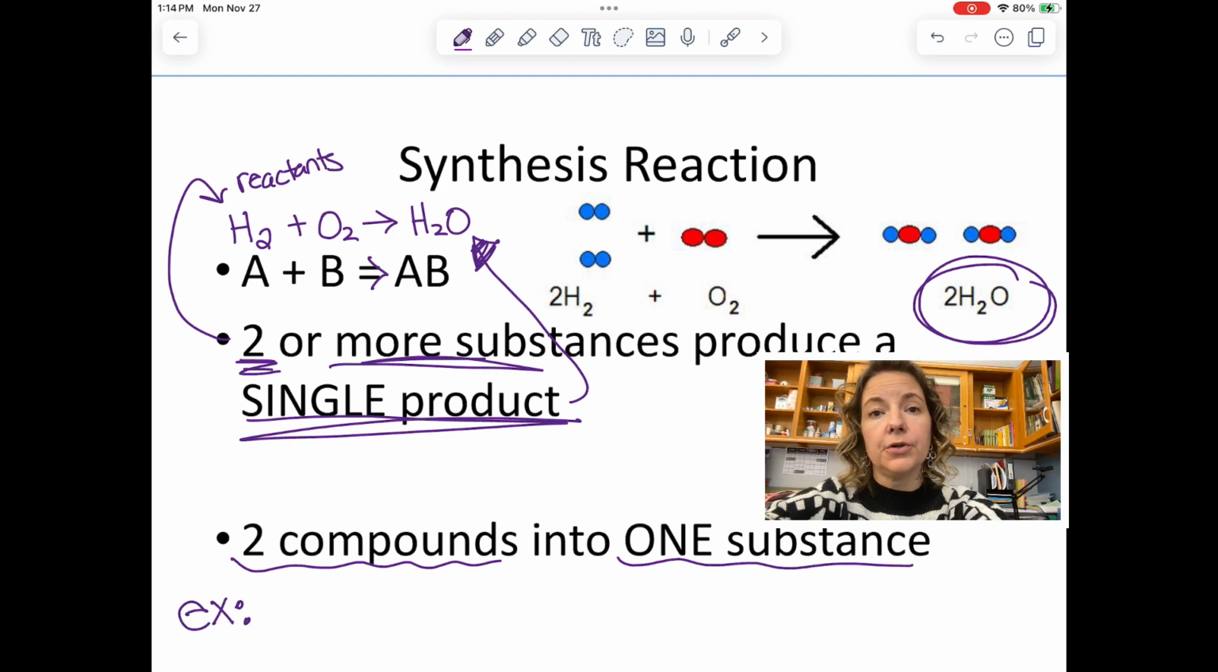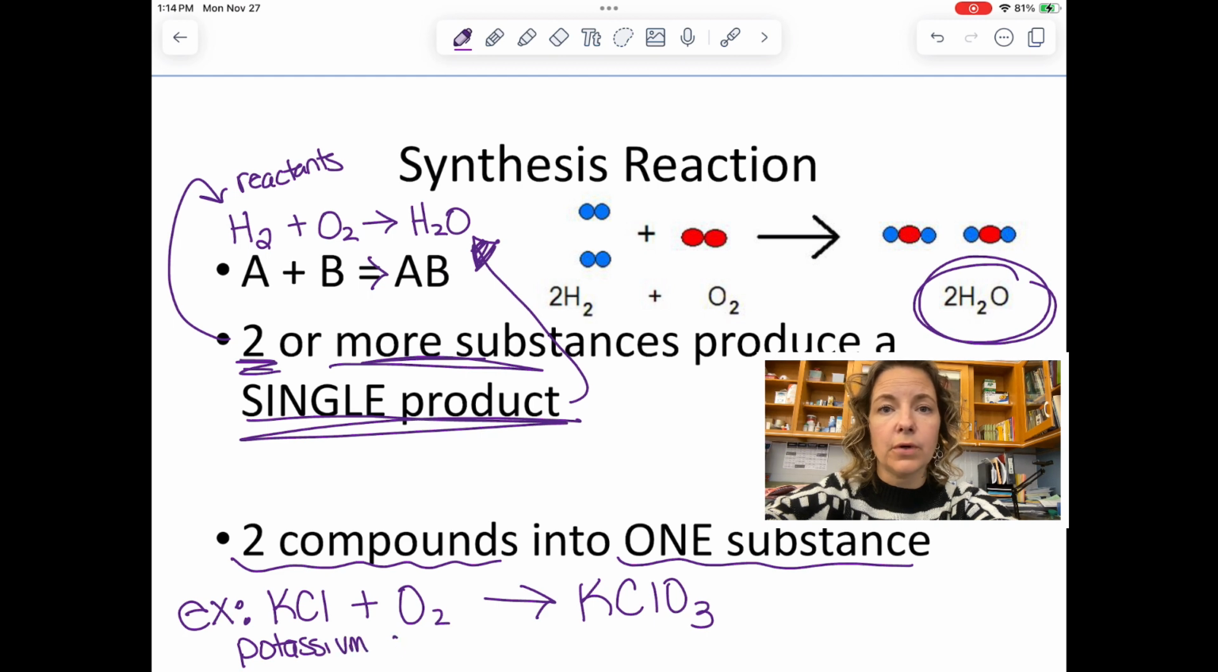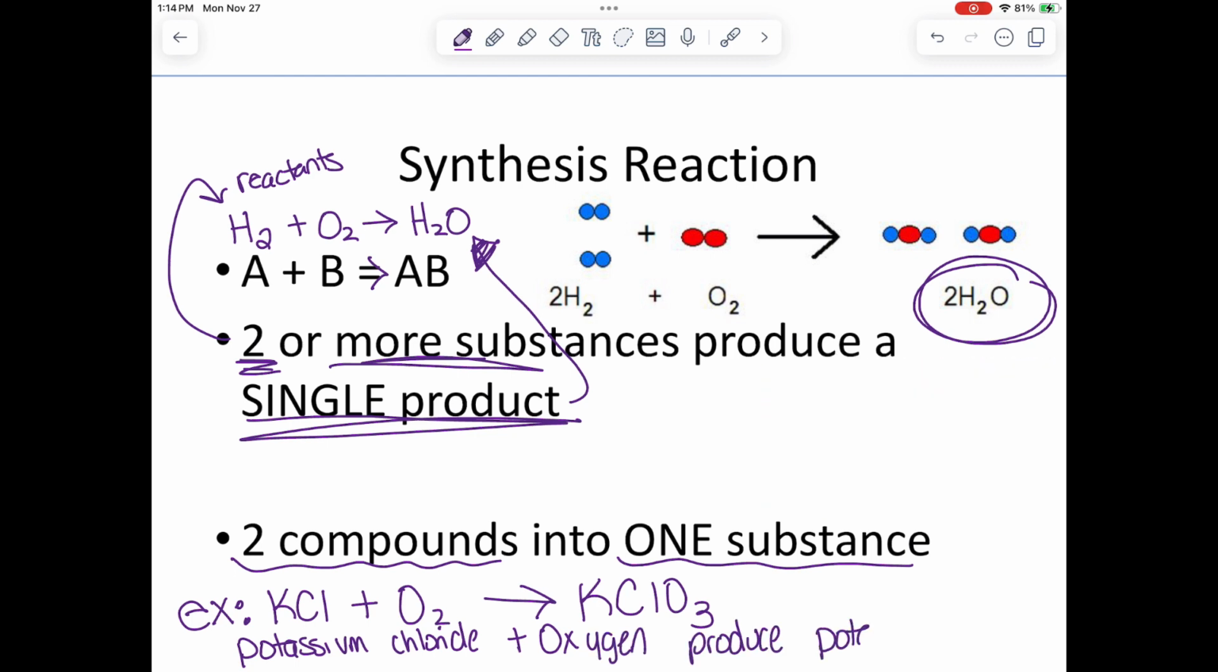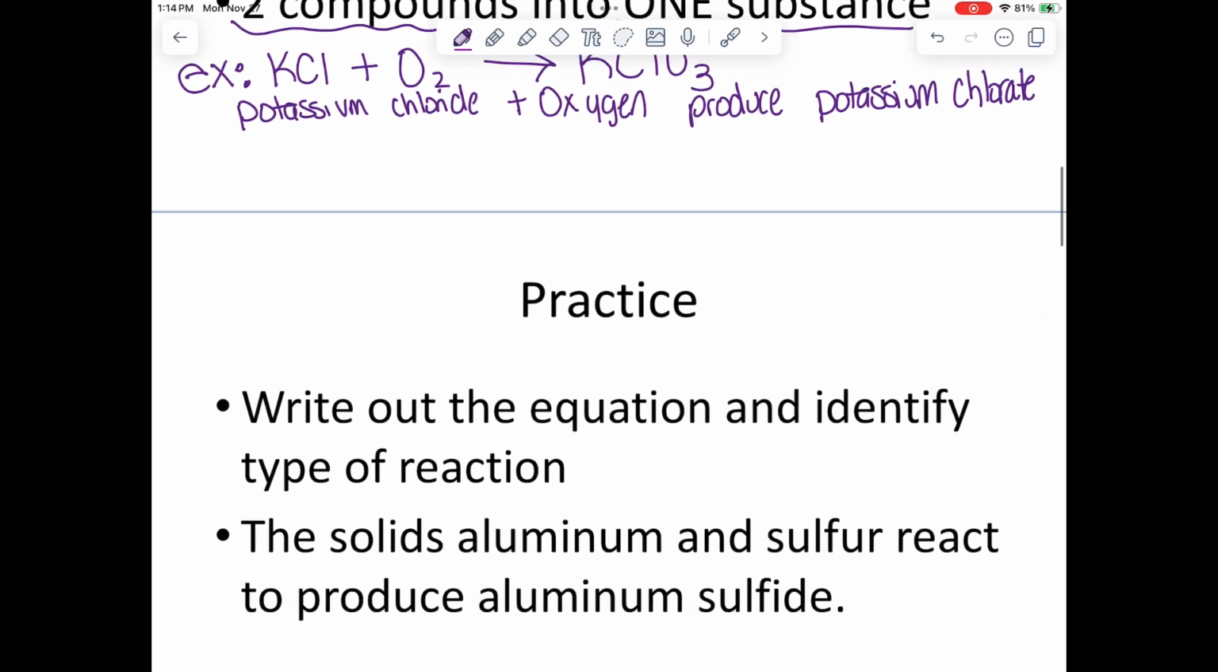Another example could be two compounds, or it could be a compound and an element that comes together to form a single product. The key is that we've got more than one material coming together to form just one material. And so here's another example of a synthesis reaction for you. So make sure that you have the example of potassium chloride reacting with oxygen to produce potassium chlorate.